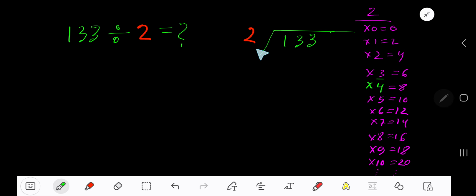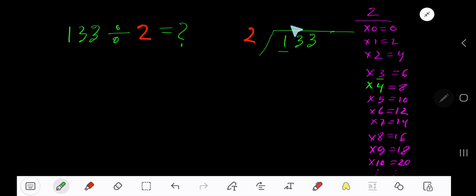133 divided by 2. Here 2 is the divisor, so we need the multiplication table of 2. 2 times 0 is 0, 2 times 1 is 2, 2 times 2 is 4. To find the multiplication table of 2, just start with the previous step. 0 plus 2 is 2. 2 plus 2 is 4. 4 plus 2 is 6. 6 plus 2 is 8. 8 plus 2 is 10. This process will continue.